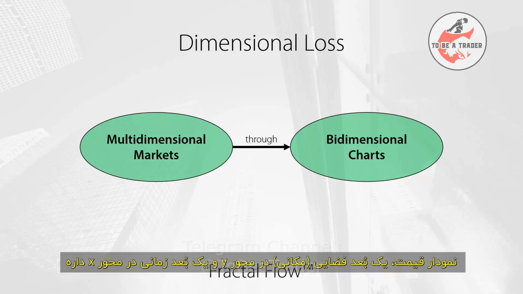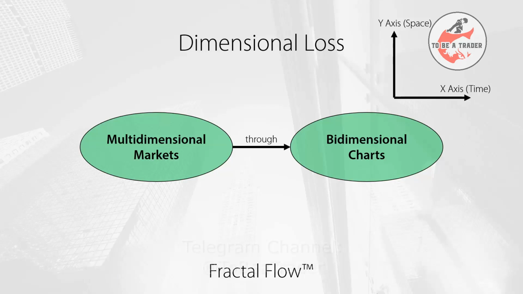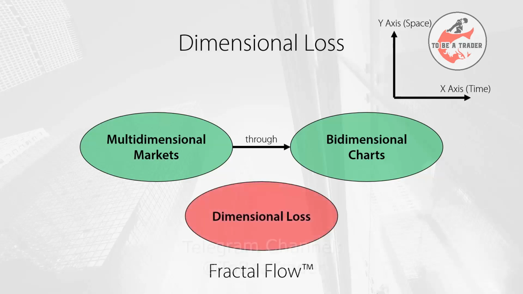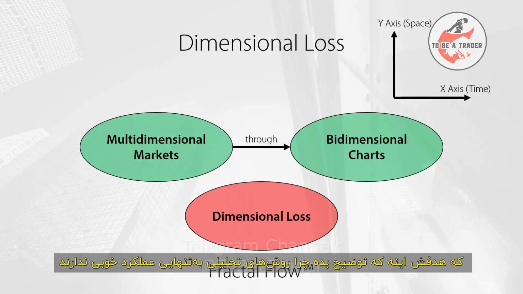The price chart has one spatial dimension in the y-axis and one temporal dimension in the x-axis. The multidimensional market needs to be compressed and expressed in these two dimensions necessarily. That's called dimensional loss. This idea of dimensional loss is also correlated with something called Bonini's paradox, which serves the purpose of explaining why single techniques don't work well by themselves.